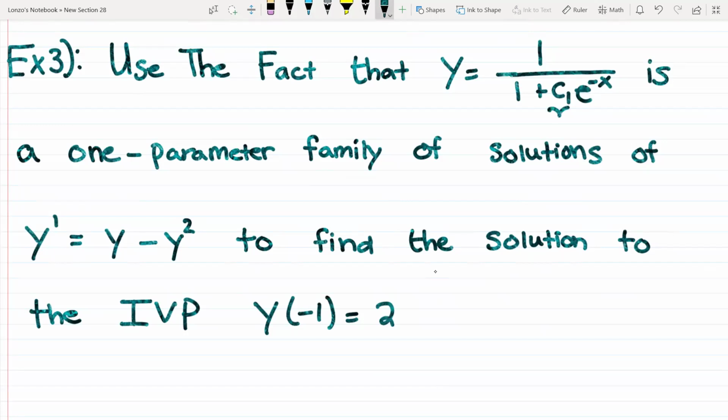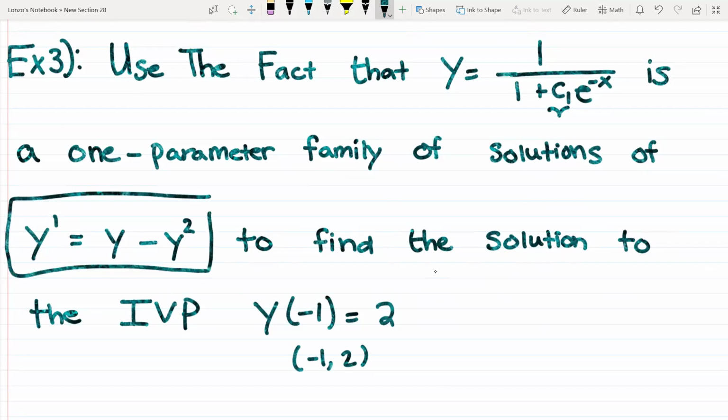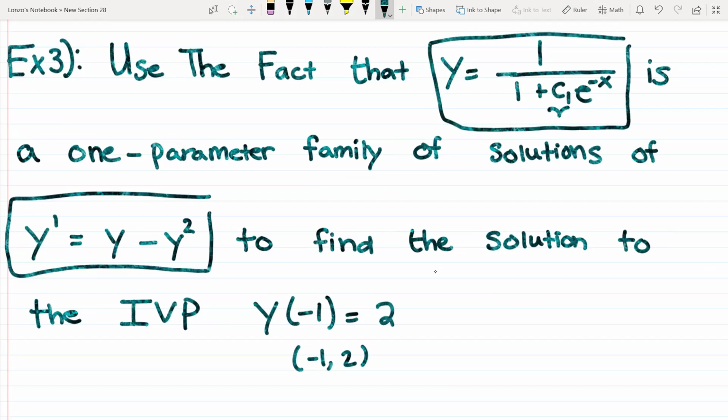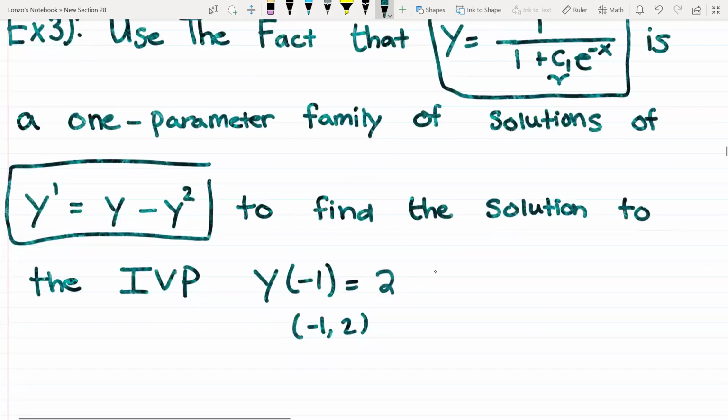And then what we have is an initial value or a coordinate. y of negative 1 is the same thing as negative 1 comma 2. And then we have the derivative. So what would I do? I would not take the first derivative. I would use this equation and plug in my initial value. So I would plug in my y value and plug in my x value. That's what I would do.